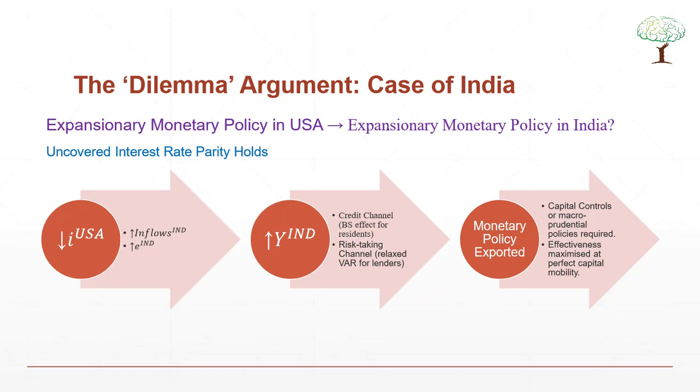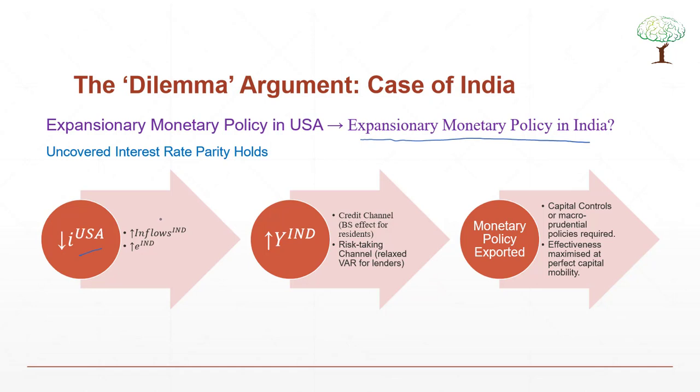So let's take a case of expansionary monetary policy in USA. Expansionary monetary policy basically means you reduce interest rates so that it has an expansionary impact on the economy and the economy expands. So what we are looking at is, when US does that, does it also lead to expansionary monetary policy in India, which would imply that India does not have independent monetary policy and its policies are dictated by the monetary policy in USA.